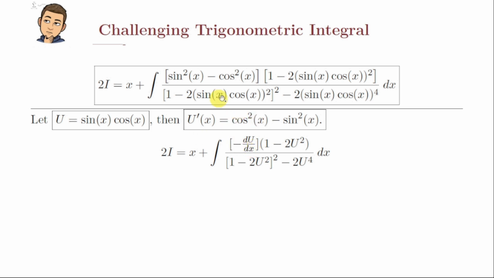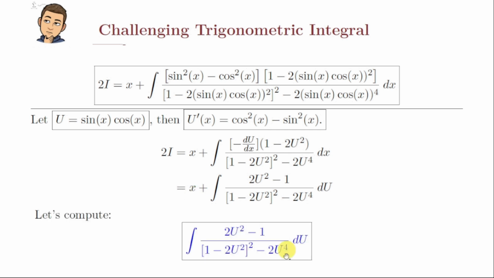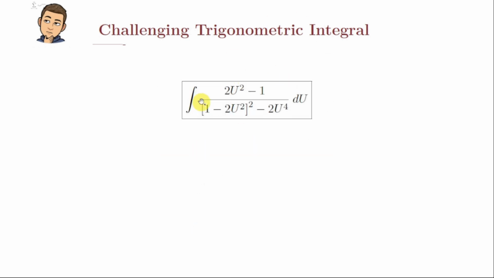if we take the minus of this u prime, we get sine squared minus cosine squared, and then 1 minus 2u squared over 1 minus 2u squared to the power of 2 minus 2u to the power of 4. Okay, and then we can cancel the dx, and we have this one right here. So let us compute this integral.